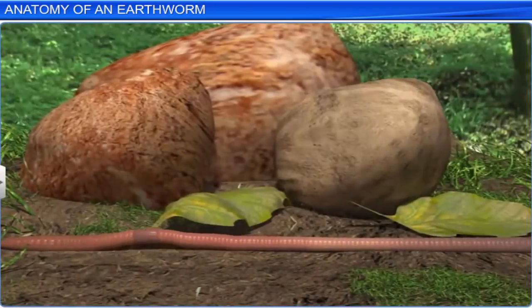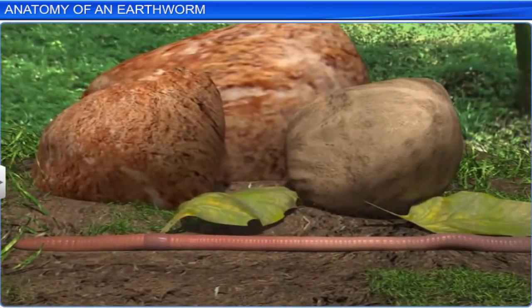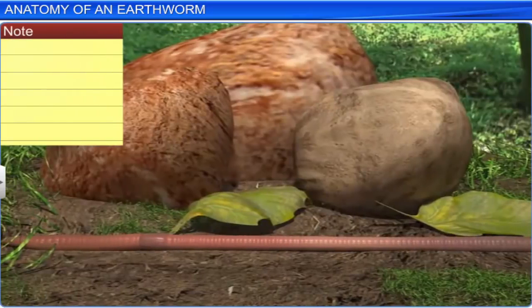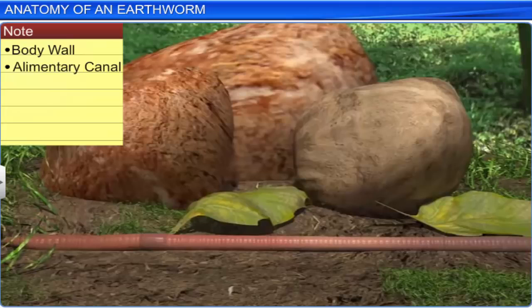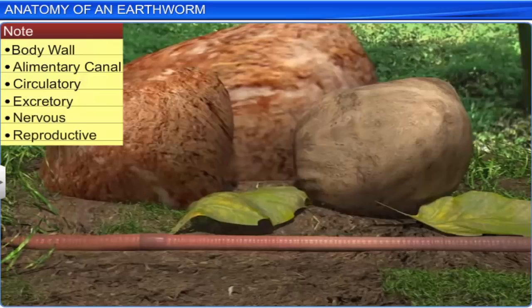Let's take a look at the anatomical features of an earthworm, such as the body wall, the alimentary canal, and the circulatory, excretory, nervous, and reproductive systems.